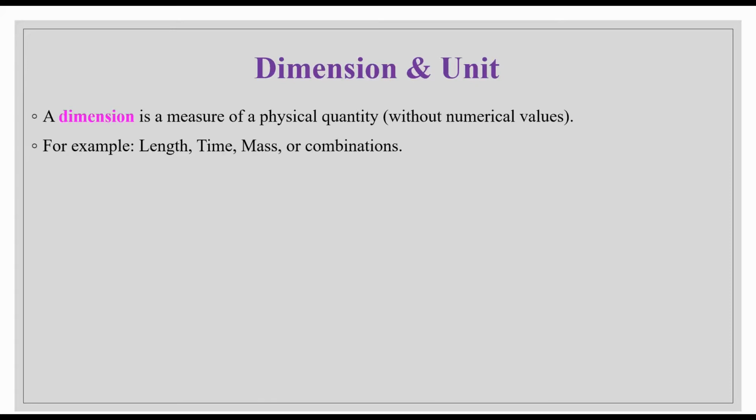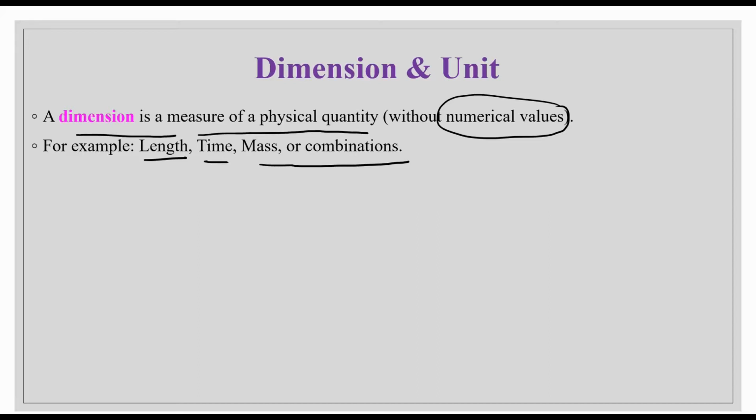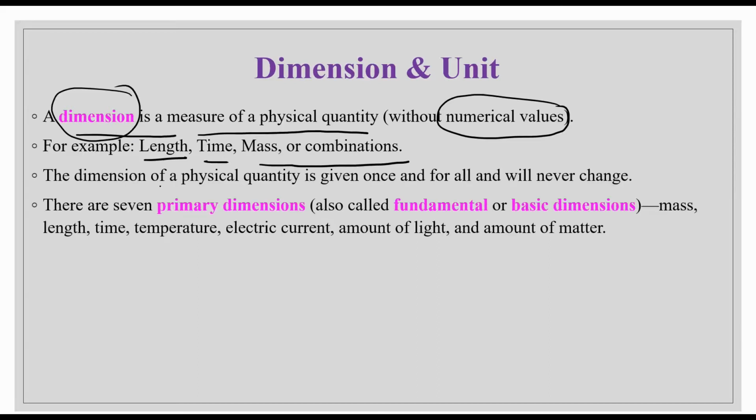So let's start. What are dimensions and units? Dimension, as you might have already known, is a measure of a physical quantity which does not have any numerical values. For example, length, time, mass, or the combination of these are the dimensions. So if a dimension of a physical quantity is given, then it will not change, it will be the same every time.